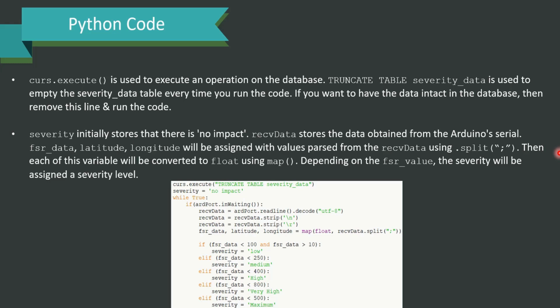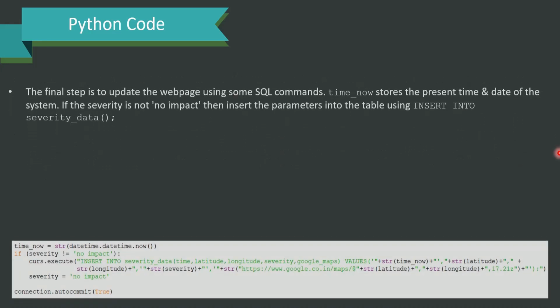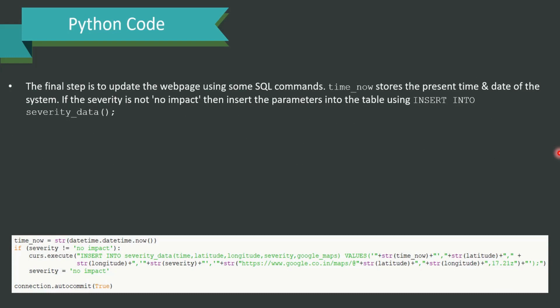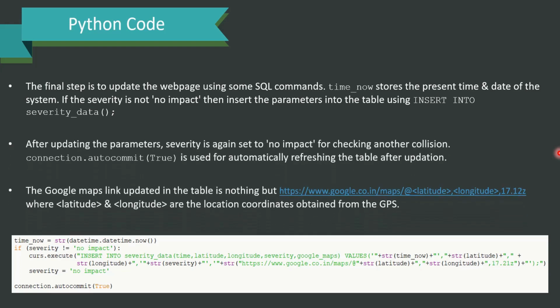Depending on the FSR_value, severity will be assigned with the severity level. You can go through the code, which is pretty much self-explanatory, and you can understand the same. The final step of the code is to update the web page using some simple SQL commands. Time_now stores the present time and the date of the system. If the severity is not no impact, then insert the parameters into the table using the insert into severity_data method. After updating the parameters, severity is again set to no impact for checking another collision.